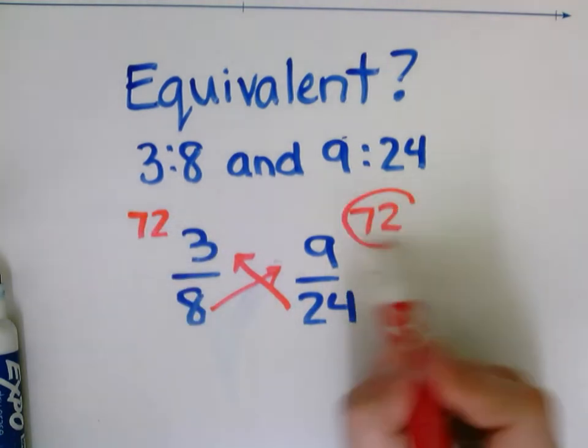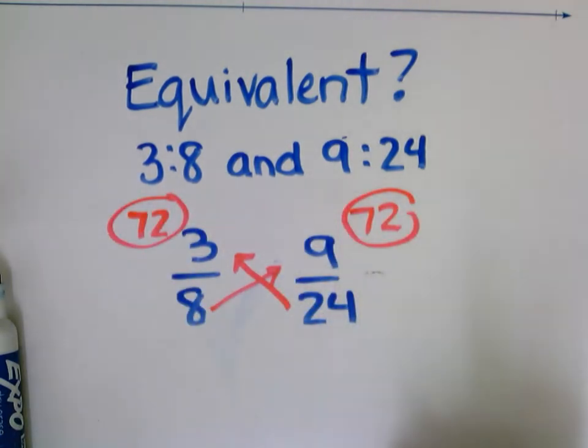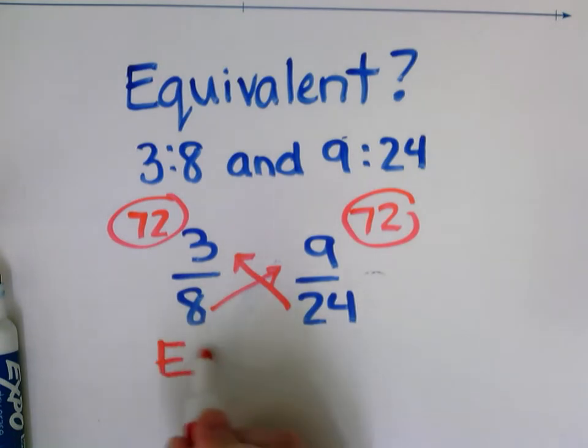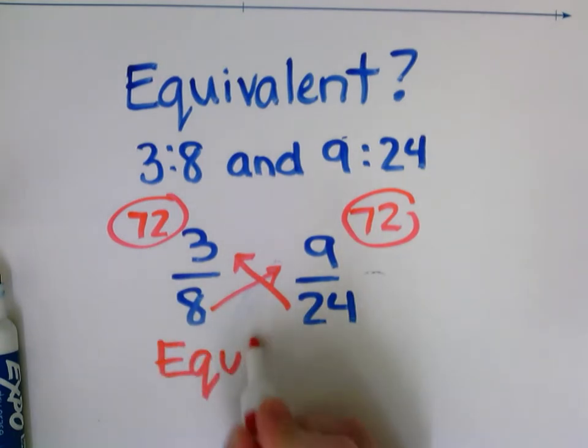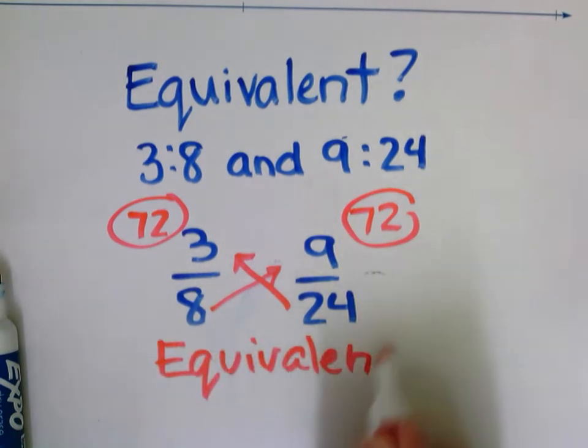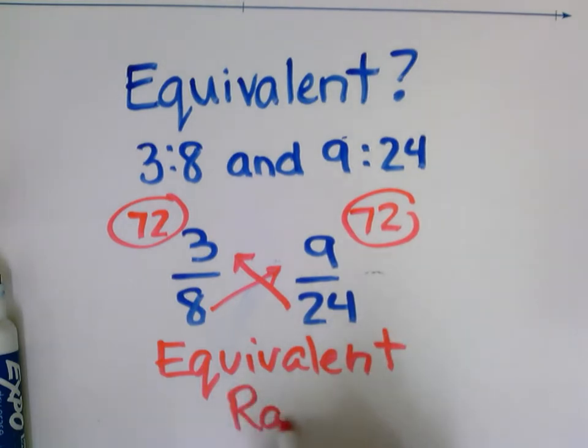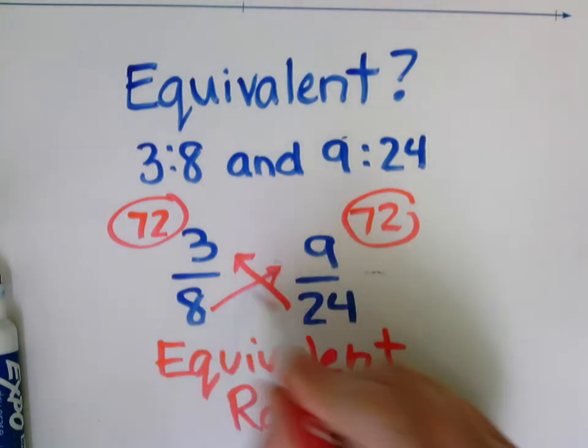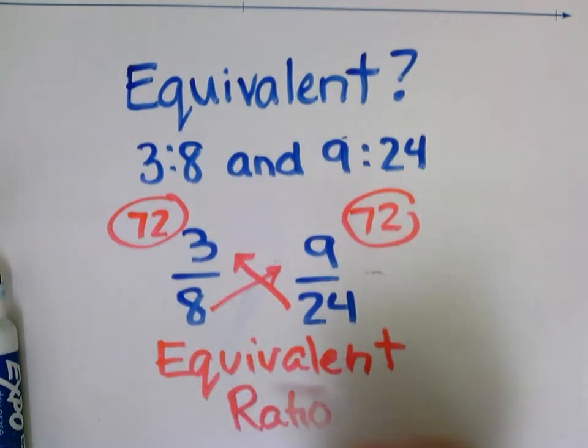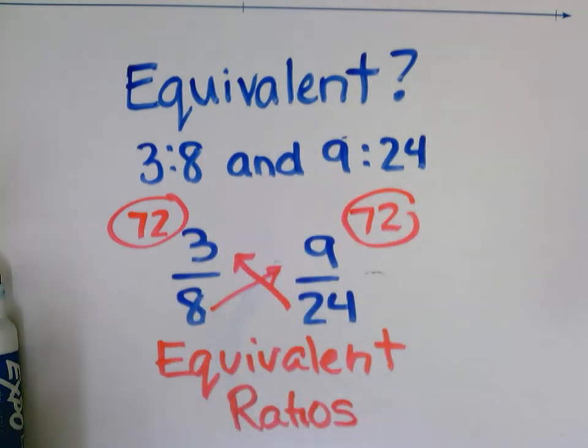So looking at these two products, they are equal. So these are equivalent ratios. So when the cross products are equal, so are the fractions, so are the ratios. So let's try one more example.